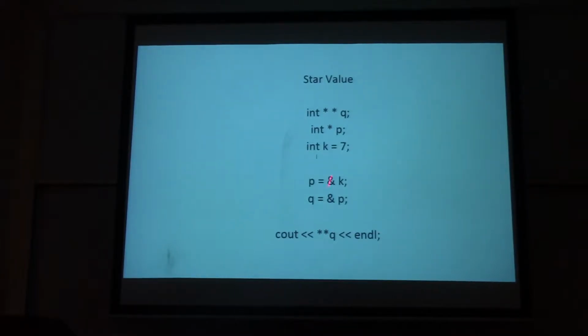Then Q, which is an int pointer pointer, gets the address of P. So Q is pointing to P, not the address of P, but it's pointing to P. By saying pointing to P, it means the address is there. So Q is pointing to P, and P is pointing at K. Does that make sense? You want to see it on the board? You want me to draw a picture of it? Yeah, probably a good idea.